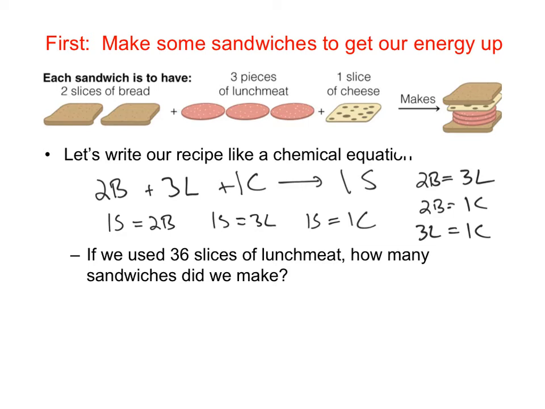And so what we might do instead is write a conversion factor on how lunch meat is related to sandwiches. And we have that right here. We'd already written it. 1 sandwich is equal to 3 pieces of lunch meat. And so if I start with 36 pieces of lunch meat, and I use this like a conversion factor, I want my final answer to be how many sandwiches, so I need the lunch meat to cancel. And so then again, 36 divided by 3, I'm going to have 12 sandwiches.